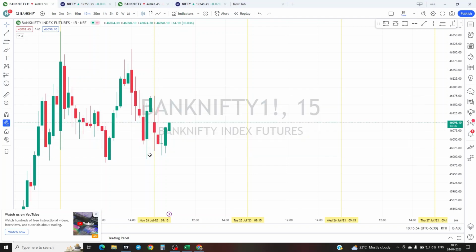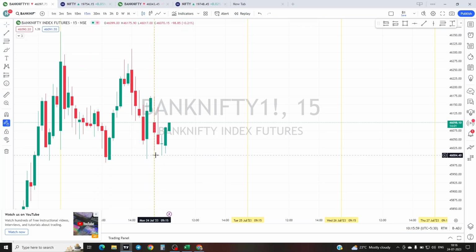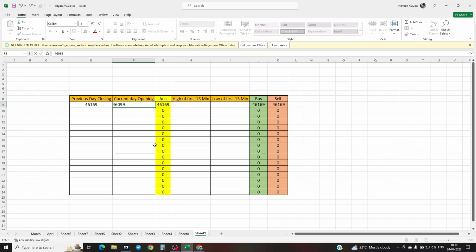So what is the closing? 46169, right? Let me enter 169. And today's opening is 46099. You guys can see what is open, high, low, close mentioned over here. Once you keep the mouse on the particular candle, it will show all the values automatically. So today's opening price we need is 46099.